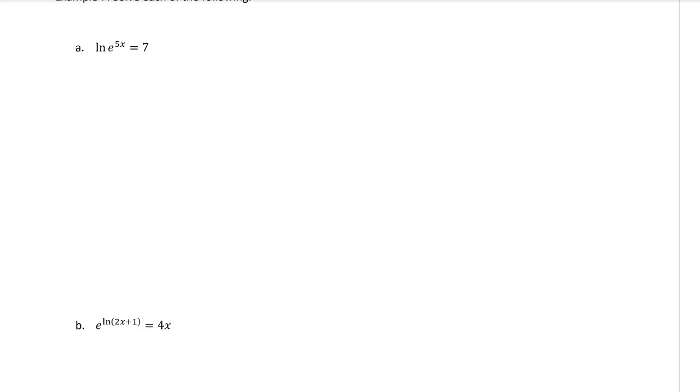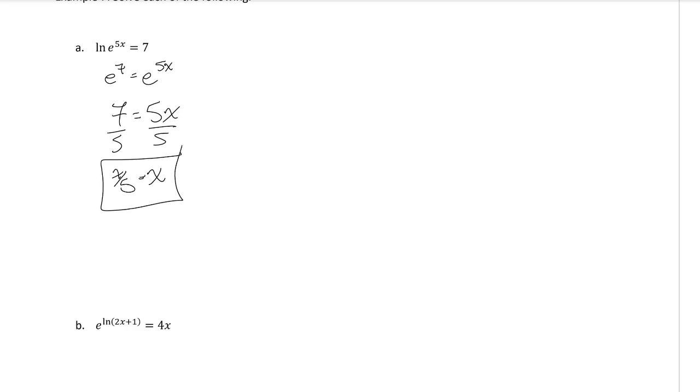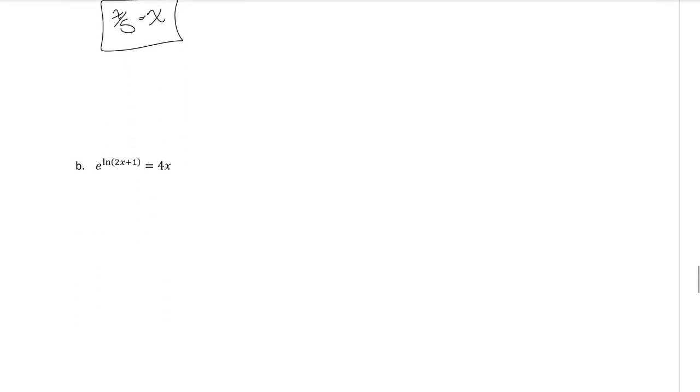Okay, so again, solving equations with ln. I can rewrite this as e to the 7 equals e to the 5x, that common base approach. And if I can do a common base approach, I'm in a good place, and what I can do is drop my bases, right? And we get 7 equals 5x, and divide by 5, x equals 7/5. And I'm done. So that one's nice and quick.